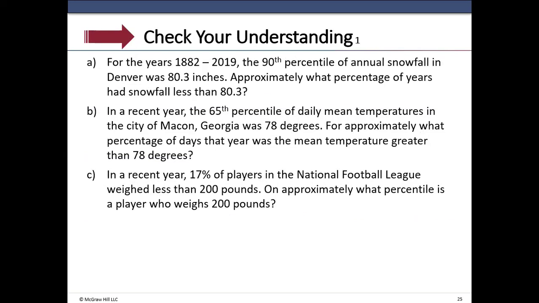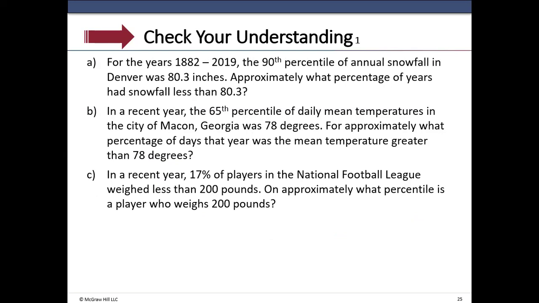For the years 1882 to 2019, the 90th percentile of annual snowfall in Denver was 80.3. Approximately what percentage of years had snowfall less than 80.3? So this is the 90th percentile, 90% of the years less than 80.3.